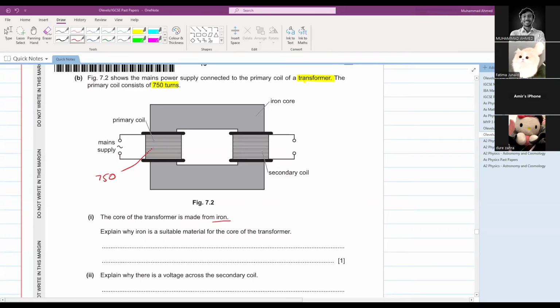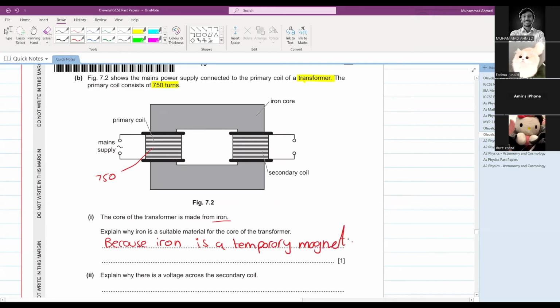Because iron is a temporary magnet. It can get magnetized easily because iron is a temporary magnet.